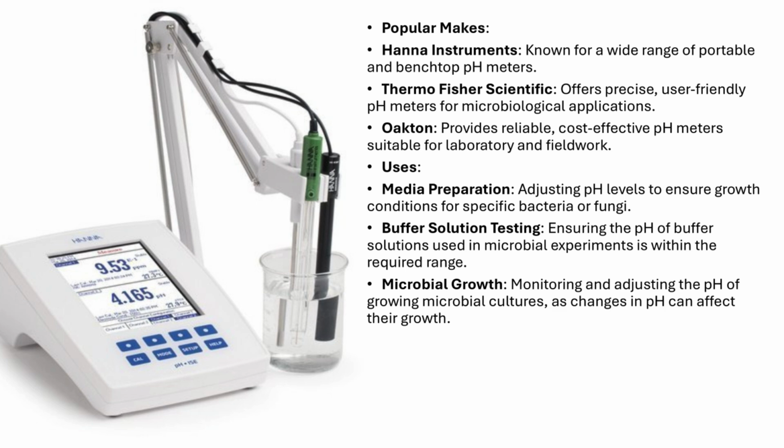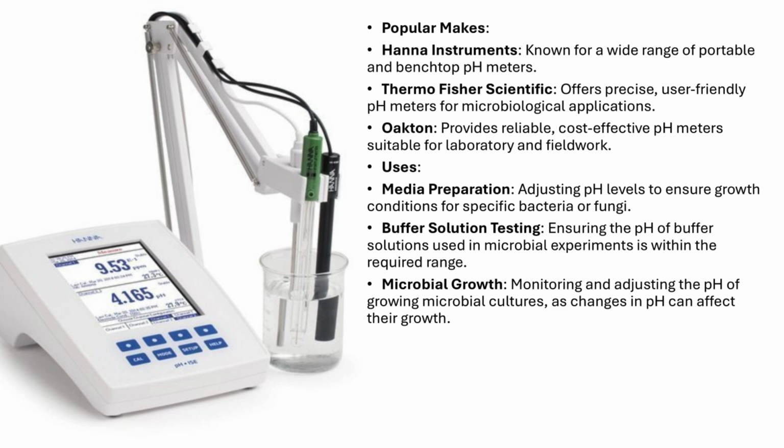Uses of pH meters in microbiology. So, how are pH meters used in microbiology? Let's look at some key applications. Media preparation. When preparing media for microbial growth, it's essential to adjust the pH to create the ideal conditions for the specific bacteria or fungi you're studying. A pH meter helps ensure the pH is within the required range.